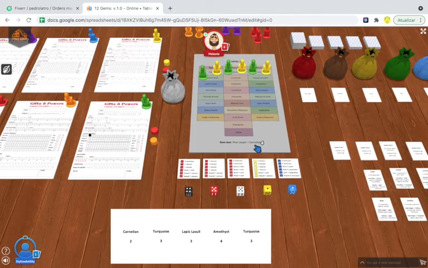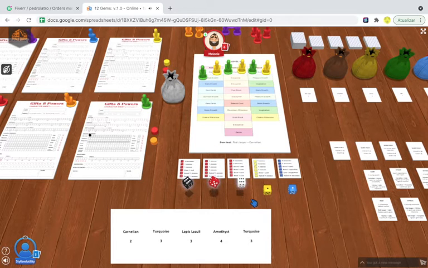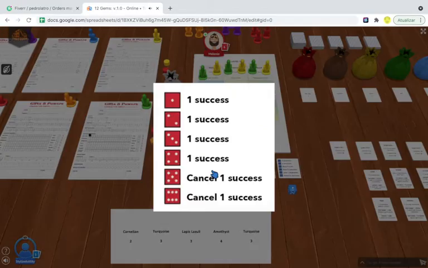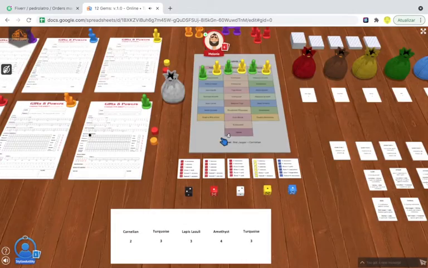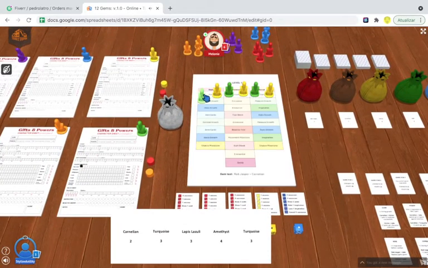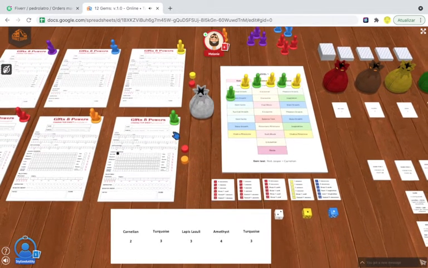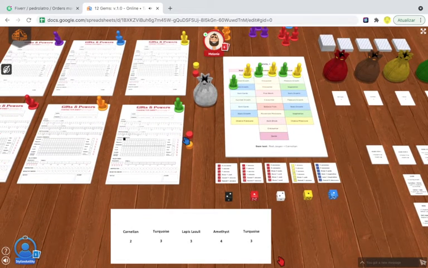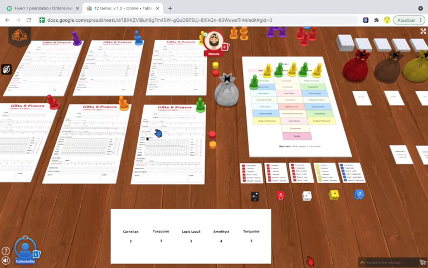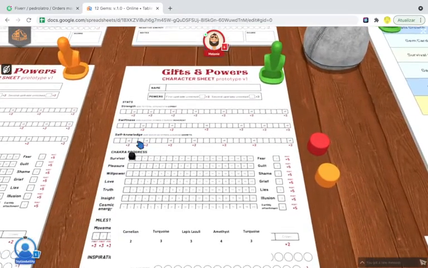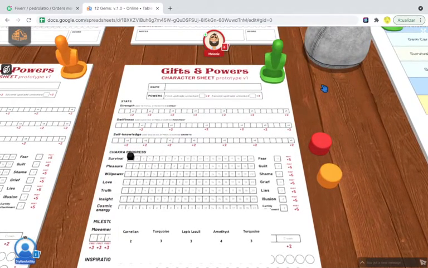So my turn right now. So it's one, two, three, four successes, and I'm definitely going to go for a stats growth. And with my three other successes, I'm going to grow on. So one, two, three.